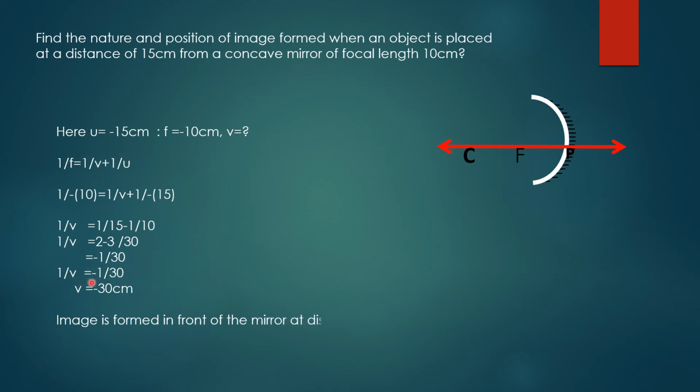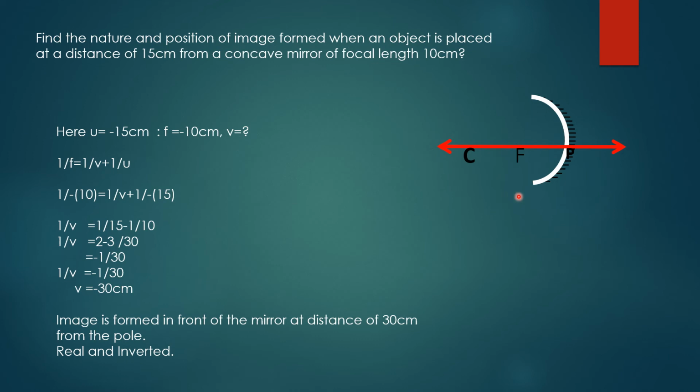If 1/V is equal to minus 1/30, V is equal to how much? Minus 30 centimeters. So, where is the image formed? The image is formed in front of the mirror at a distance of 30 centimeters from the pole. So, what type of image? Real and inverted image is formed.